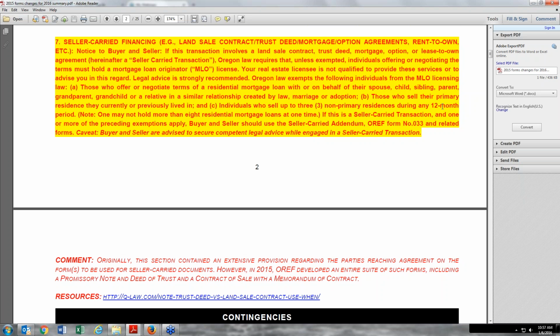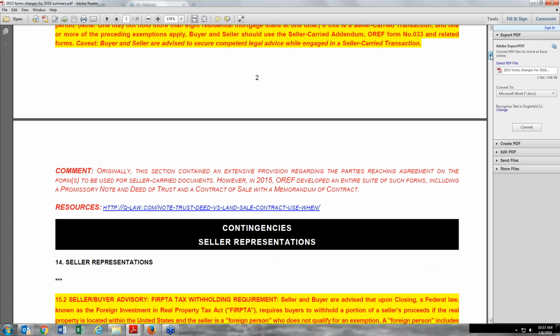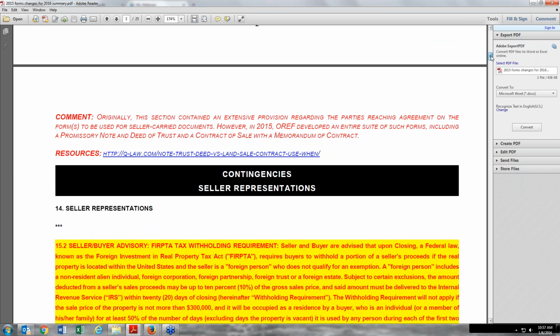So if it's a seller carry transaction and one or more of those exemptions apply, then it's okay for the buyer and seller to use that seller carried exemption. That is to say, they don't have to worry about the seller going out and getting a mortgage loan originator to handle the transaction. Okay, and the seller carried addendum is OREA Form 033. We'll be talking about that later.